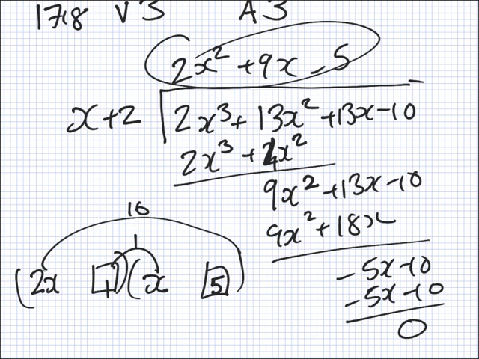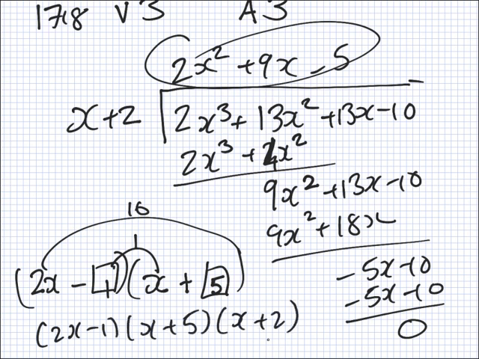How could I do that? Well, I could if this one was a plus 1 and the other one's a minus 1. So I have 2x minus 1 times x plus 5 times x plus 2. That's the cubic factorized. Okay.